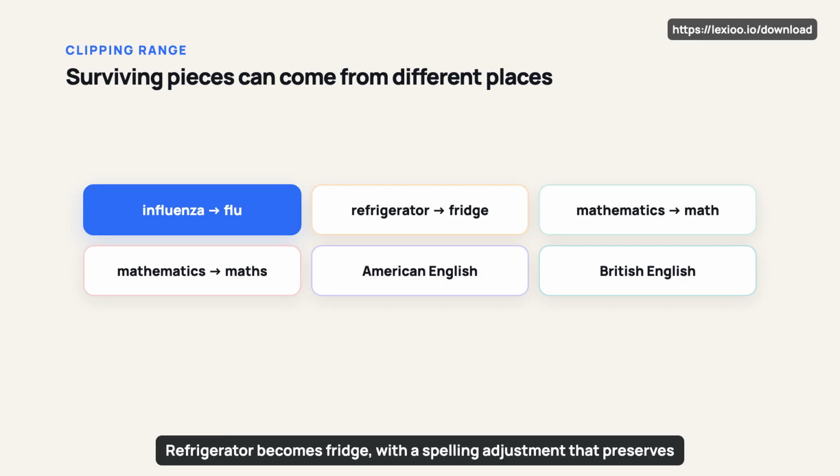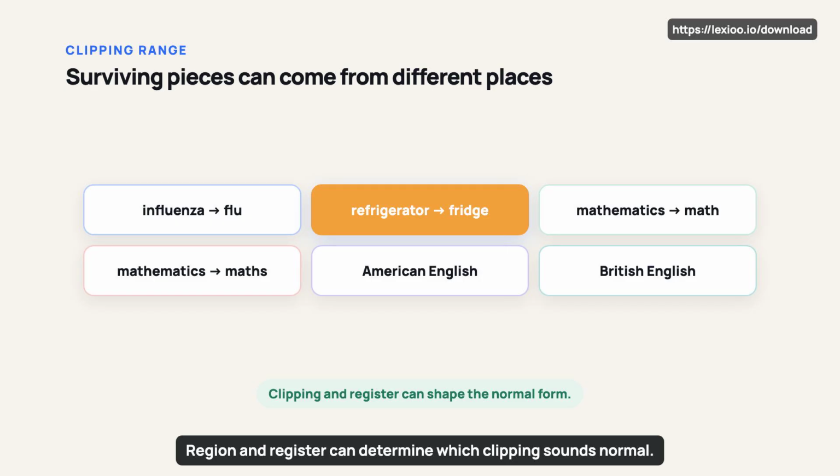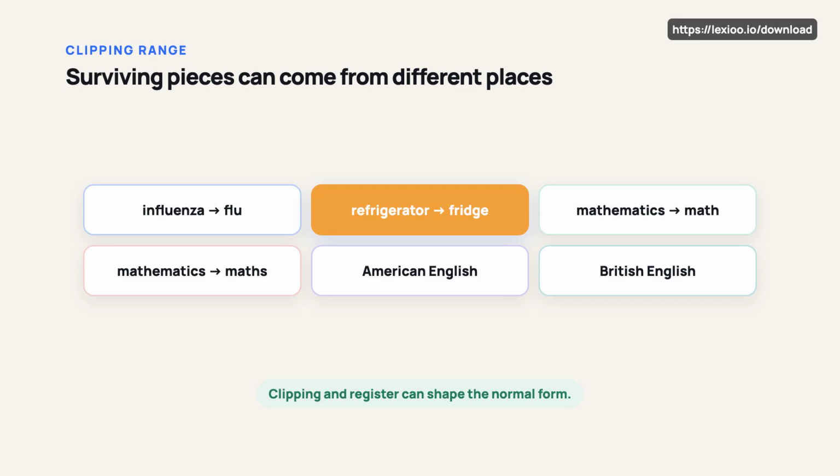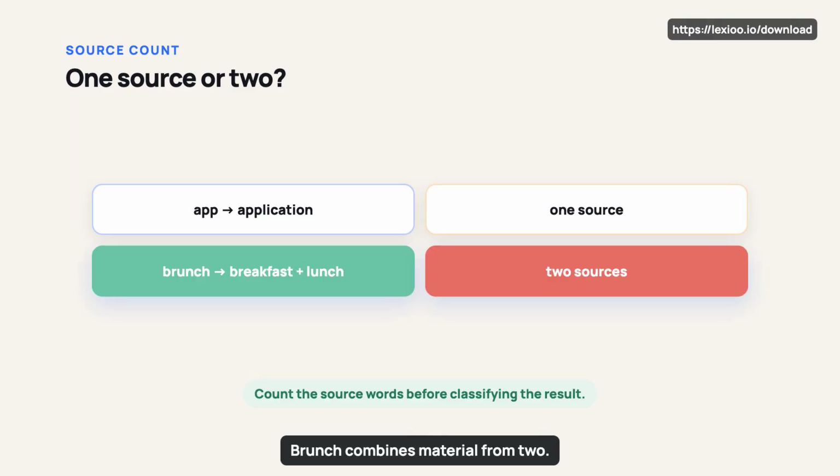Refrigerator becomes fridge with a spelling adjustment that preserves the familiar sound. Mathematics becomes math in American English and maths in British English. Region and register can determine which clipping sounds normal. Clipping is not the same as a blend. App comes from one source word. Brunch combines material from two. Count the source words before you classify the result.